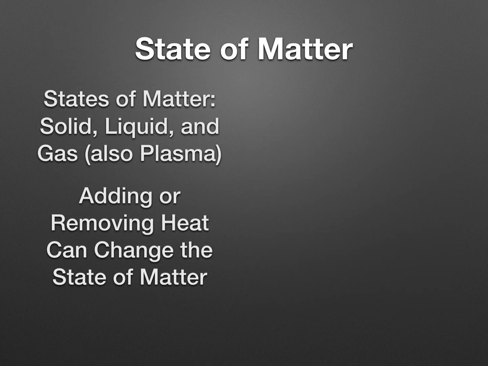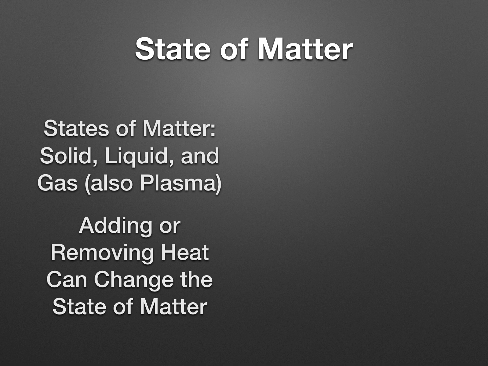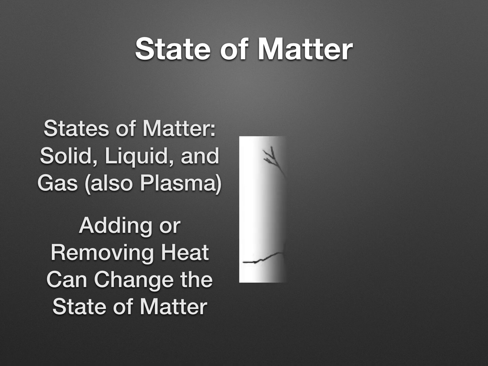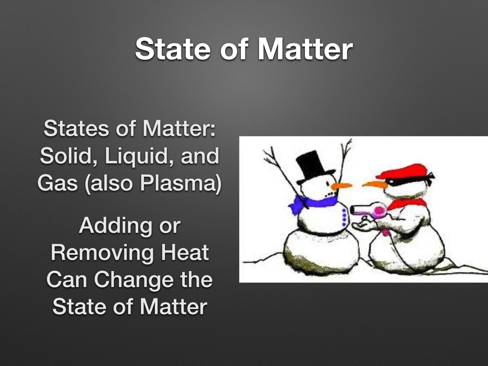State of matter. These are the things you've been learning about since first grade. They are solid, liquid, and gas. There's also plasma, and there's some other ones. However, in sixth grade, you just need to know about solid, liquid, and gas. Adding and removing heat can change the state of matter, and I use this cartoon comic to give a little humor to what would happen to that snowman if he does not give up his scarf.